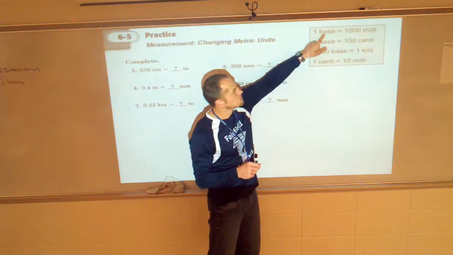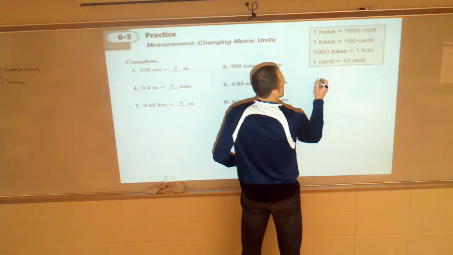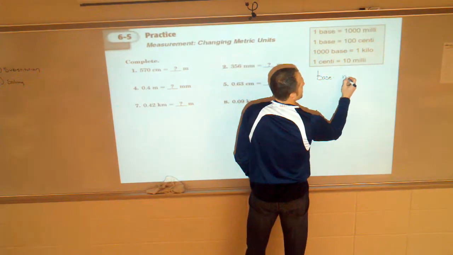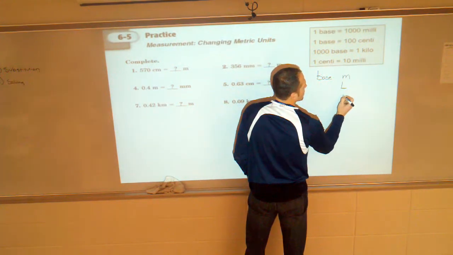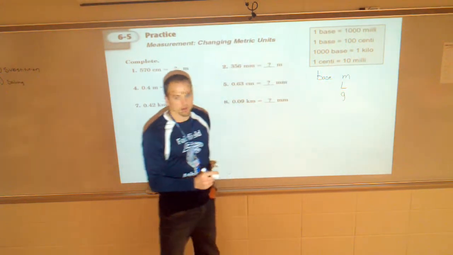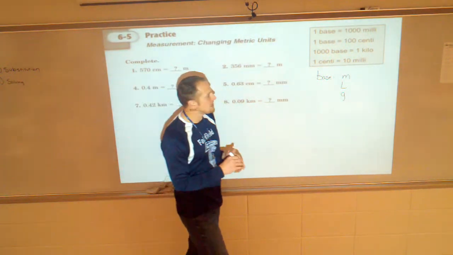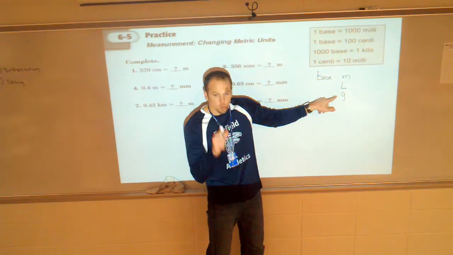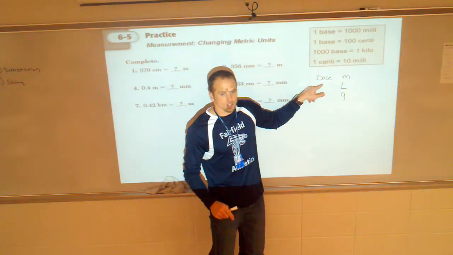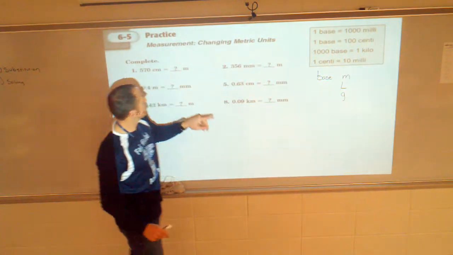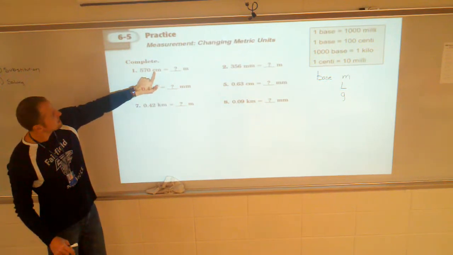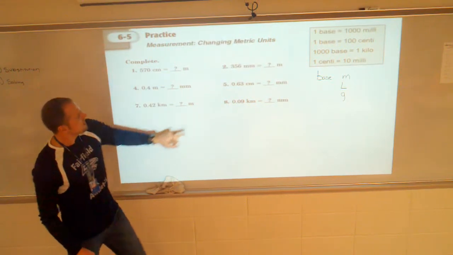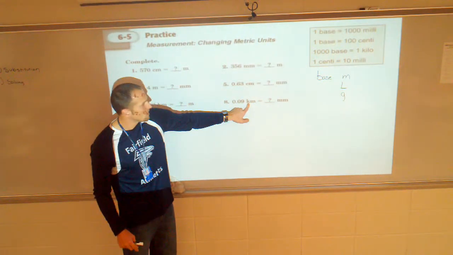Now, first of all, let me explain the word base. A base unit in metrics is a meter, a liter, or a gram. So if you just see meter, liter, or gram, just one letter, that is a base unit. If you see 2, this is a centimeter. This is a millimeter. This is a kilometer.